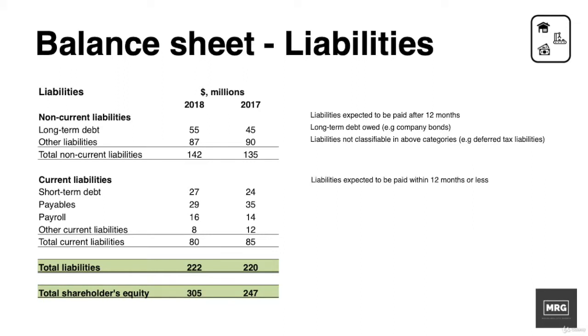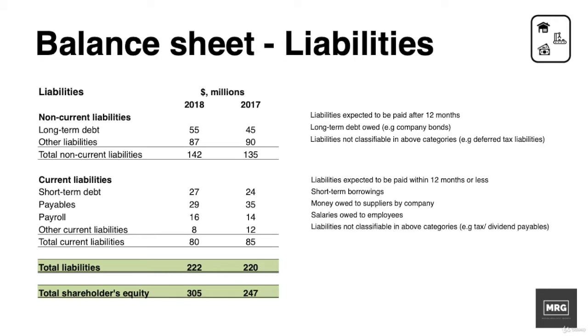And then you have current liabilities, which are liabilities that are expected to be paid within 12 months or less. Short-term debt, which is short-term borrowings from the bank. Payables, money that you owe the suppliers for the products, goods, or services that you use. Payroll, so salaries that are owed to the employees. It's a liability because it's something that you have to pay in the next 1-2 months, for instance. And other current liabilities that are not classified above. So adding both the non-current and current liabilities, you will get total liabilities of 222 million in the year of 2018.